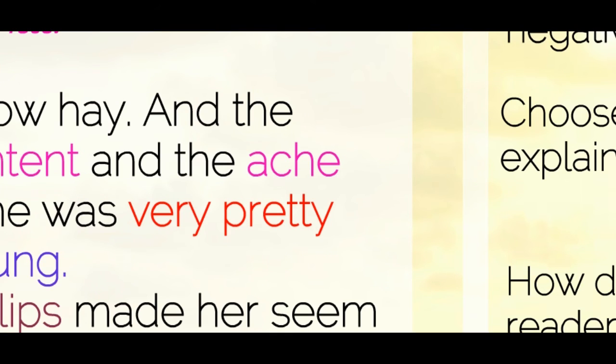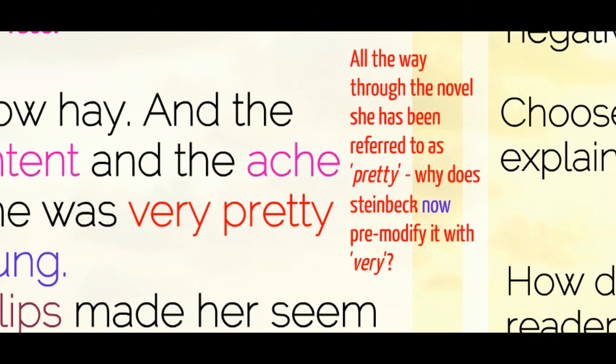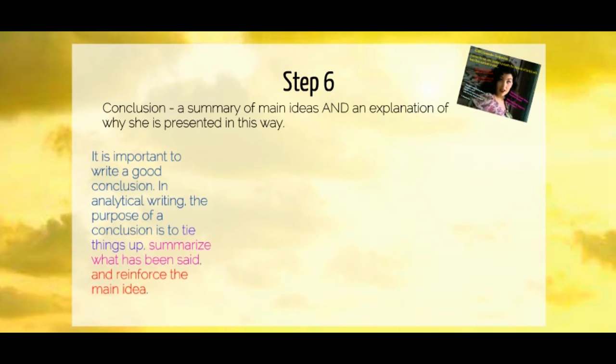A lot of the negative things have gone now she's dead, so the ache is gone. All the way through the novel she's been referred to as pretty. But why does Steinbeck now say "very pretty"? You could almost suggest that she is better off dead. That's what he's saying, that all the ache and all the pain has gone from her because she has passed away. So step 6 is conclusion, a summary of your main ideas.